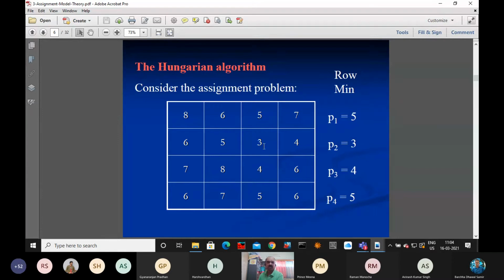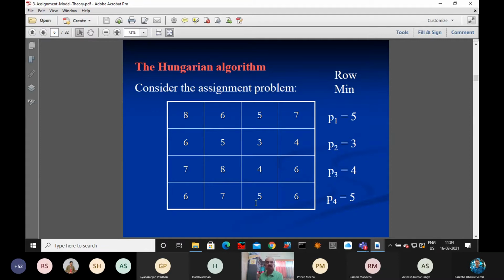Okay, there is 0. Now come to third row. The minimum value is 4. We subtract 4 from all the elements. The 7 becoming 3, 8 becoming 4, 4 becoming 0, 6 becoming 2.